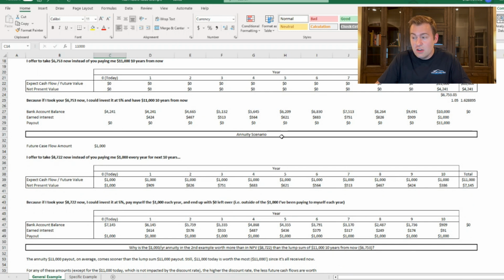And then in the annuity scenario, our net present value goes from being about $8,700 for that $1,000 a year for 10 years in a row, down to $7,145. So whenever we increase our discount rate, our net present value will go down. So it's really important to make sure you calculate the right discount rate.